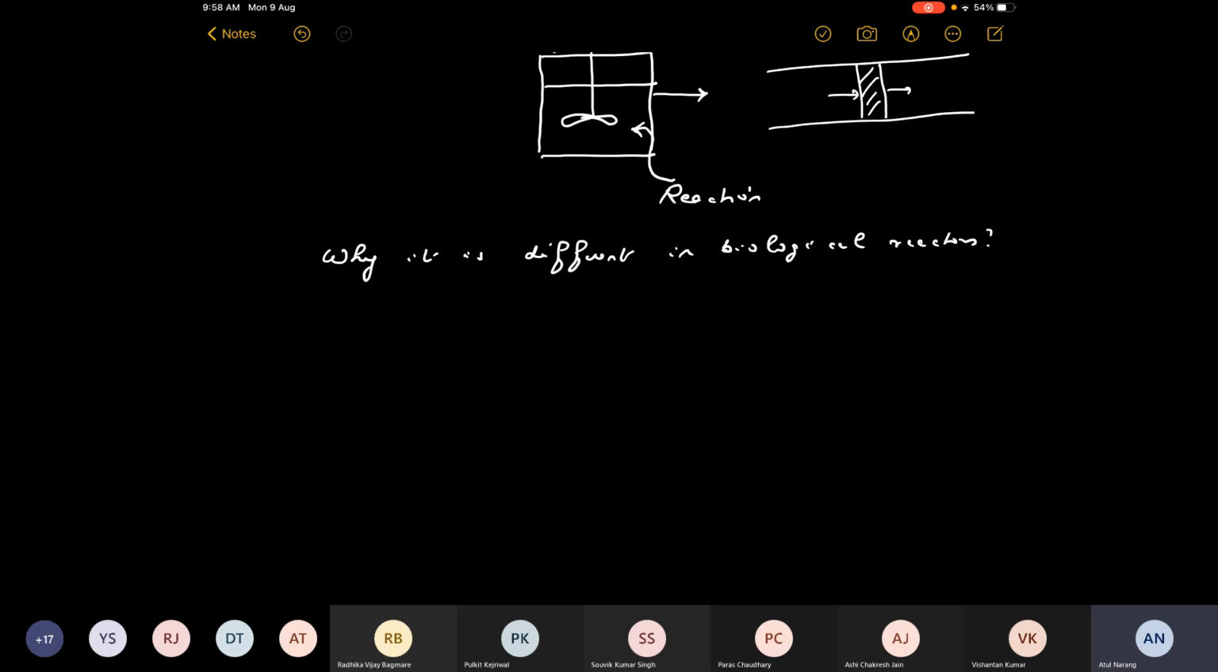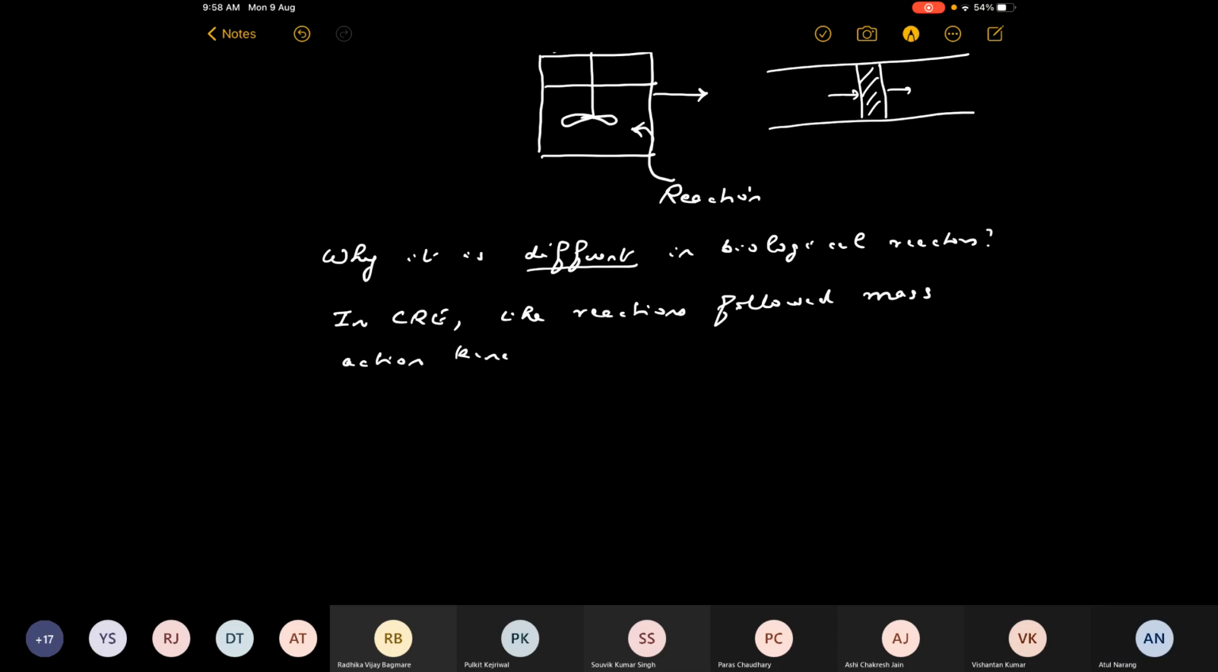So the main difference is that in CRE, all the reactions you did followed what is called mass action kinetics, which is just a fancy name. This term is basically used to say that if you have any reactant going to product, right?